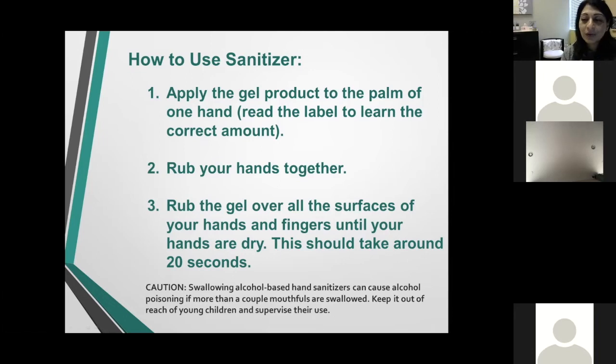There's just a slight caution. We want to make sure that you're aware that swallowing alcohol-based hand sanitizers can cause alcohol poisoning. So you want to be very, very careful. If you have wet hands and you've touched your mouth, you want to be able to rinse it, and you want to keep it out of the reach of young children and supervise the use when you are having them sanitize your hands with an alcohol-based hand sanitizer.